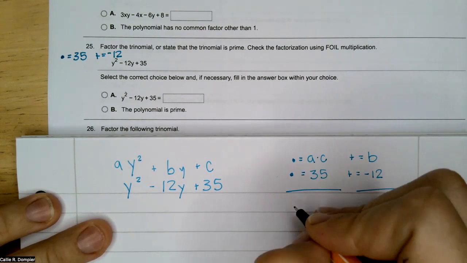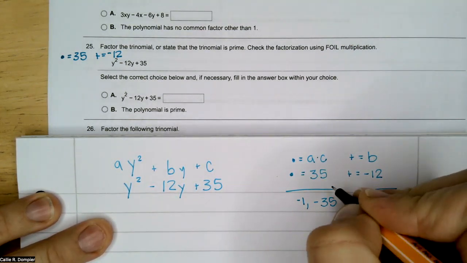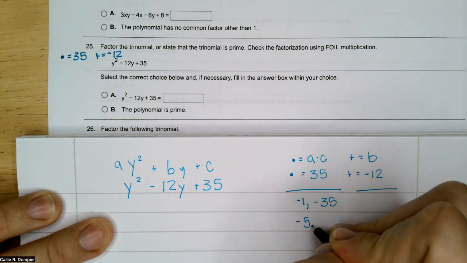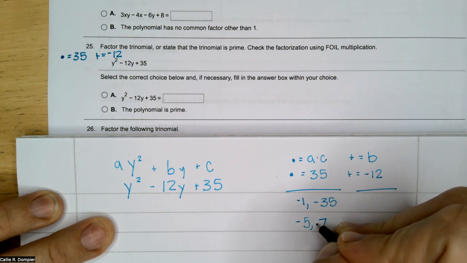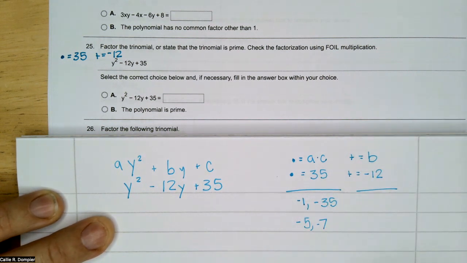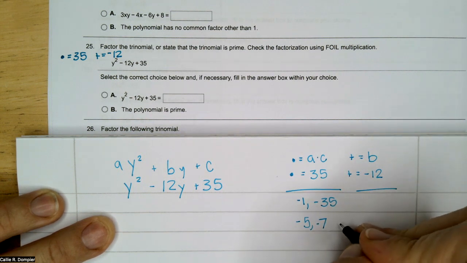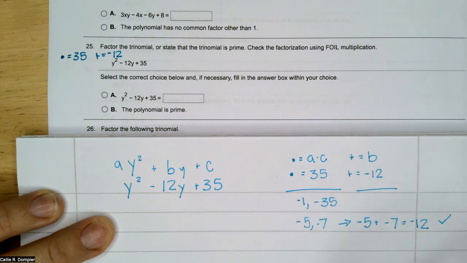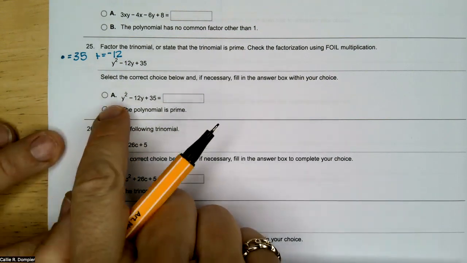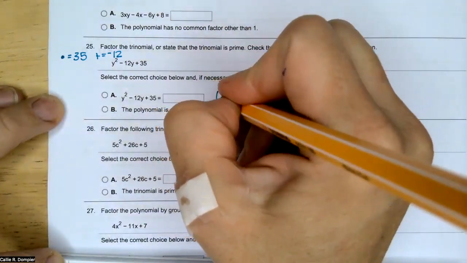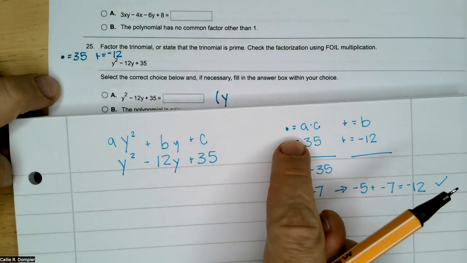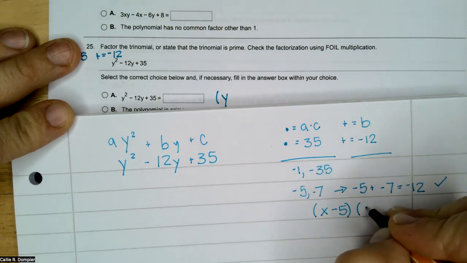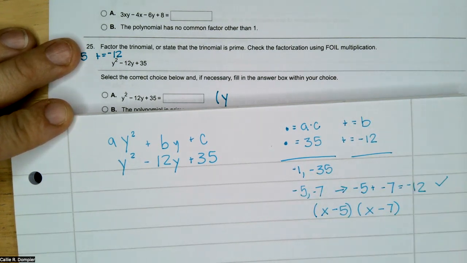All right, 35. We could say negative 1 and negative 35, right? I can't take 35 and divide it by 2. I can't take it and divide it by 3. I can take it and divide it by 5, right? 35 divided by 5 is going to be 7. So negative 5 times a negative 7 is going to equal 35. Is negative 5 and negative 7 equal to negative 12? Negative 5 plus negative 7 equals negative 12. It is, so that's good, right? That means y squared minus 12y plus 35 is, because a is just 1, we take those straight to x minus 5, x minus 7, and you're done.